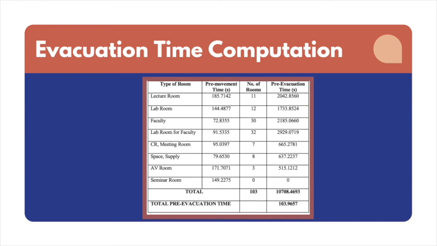The pre-evacuation time of all exit doors for both models was calculated to obtain the evacuation time. The pre-evacuation time of exit door 58 is shown on the table. To solve, the pre-movement time of each type of room was multiplied by the number of rooms of each type found on the said exit. Then, the sum of the pre-evacuation times calculated per type of room, which is 10,708.4693, was divided by the total number of rooms, which is 103. Therefore, the total pre-evacuation time of exit 58 resulted to 103.9657 seconds. It is a must to calculate the pre-evacuation time, given the reason that the capacities and dimensions of the rooms vary and would affect the result of the total evacuation time of the building.